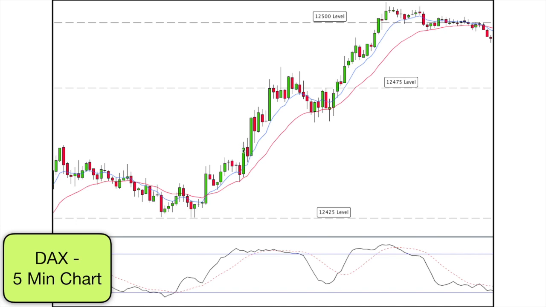And again, probably traders taking profits here, causing prices to move back down to the 20 EMA. Traders taking profits here, causing prices to come back down to the 8 EMA. And so the market moved up to the 75 level, 12,475 level.